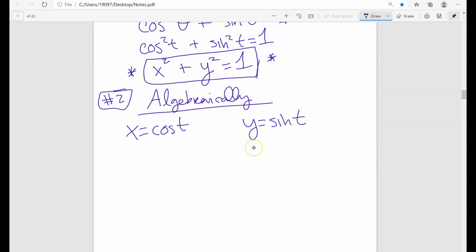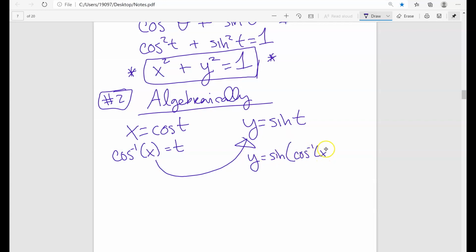So let's just solve for y first. So we know, well, let's do this one instead. So we can apply cosine inverse to the other side. So you're going to have cosine inverse of x equals t. So now we're going to plug it into the other one. You got y is equal to sine of t, which is just equal to cosine inverse of x. Okay.